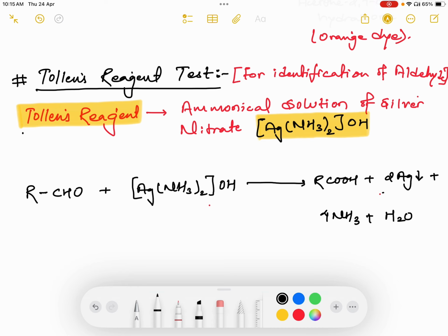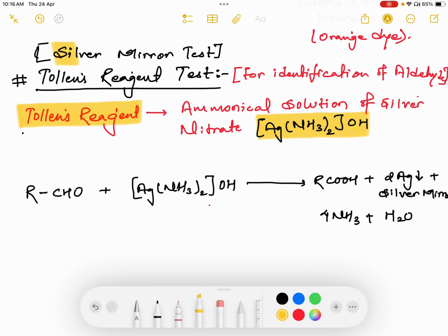So here silver mirror will be formed. So we also call it the silver mirror test. Tollens reagent test is also known as silver mirror test. So a question can be, Tollens reagent test is also known as, and you will have to say it is also known as silver mirror test or Tollens reagent test.